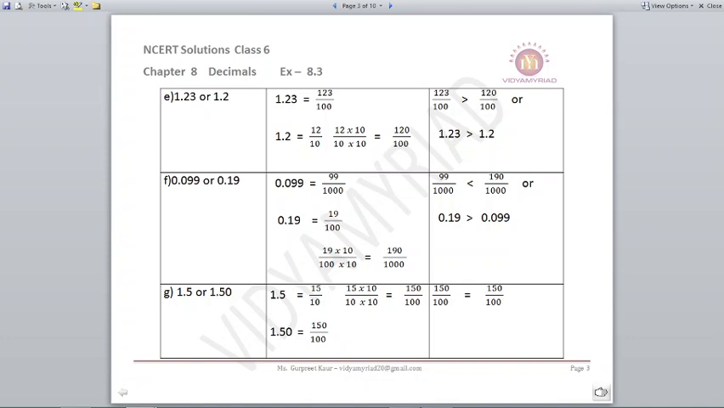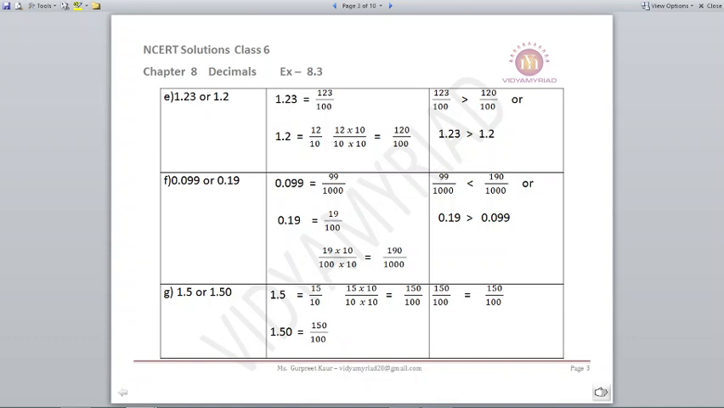E part, 1.23 or 1.2. Count the decimal places. There are two digits after the decimal in 1.23, so it will be divided by 100, and in 1.2 there is only one digit after the decimal, so divided by 10. We will try to make it 100, so it becomes 120 upon 100. So 123 and 120 are the numbers in the numerator. 123 is a bigger number, so we will write 1.23 is greater than 1.2.